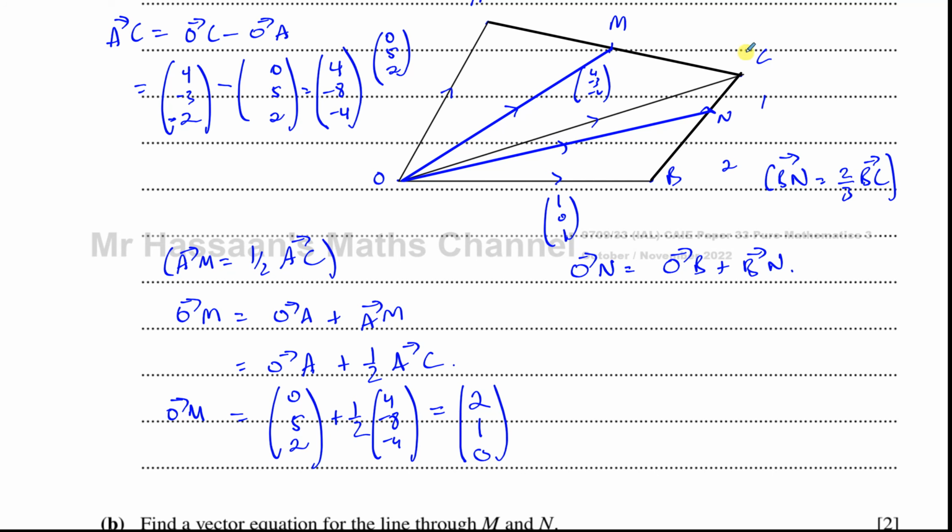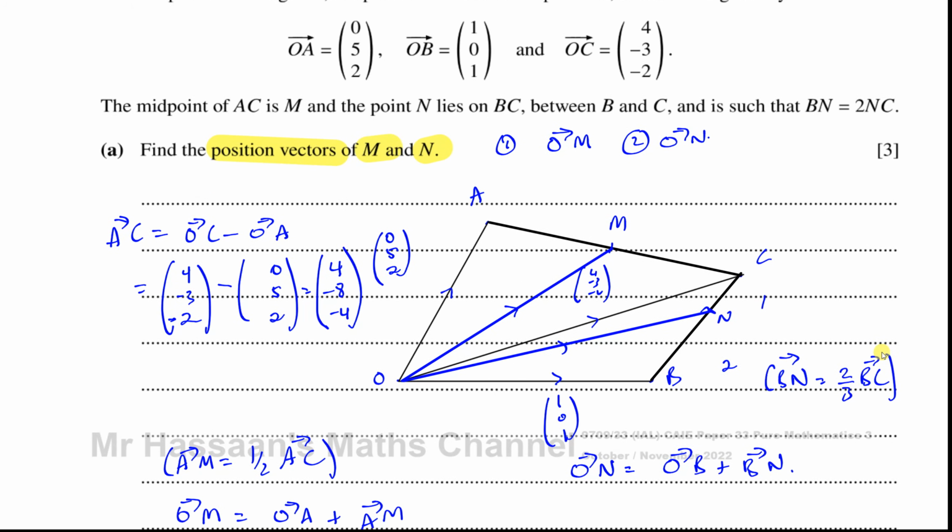So again, now we need to find what B to C is. We can find B to C in a very similar way. We can say B to C is basically O to C minus O to B. Why? Because if I want to go from B to C, I've got to go minus OB and plus OC, which is the same as saying OC minus OB. So we've got to take away these 2 vectors. So we have 4, -3, -2 minus 1, 0, 1. These 2 vectors, OC and OB.